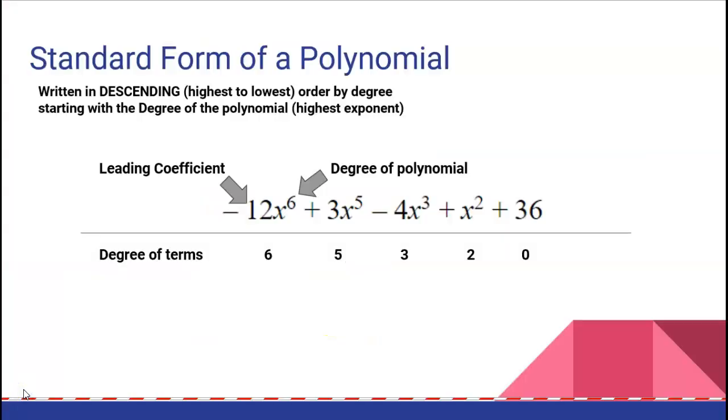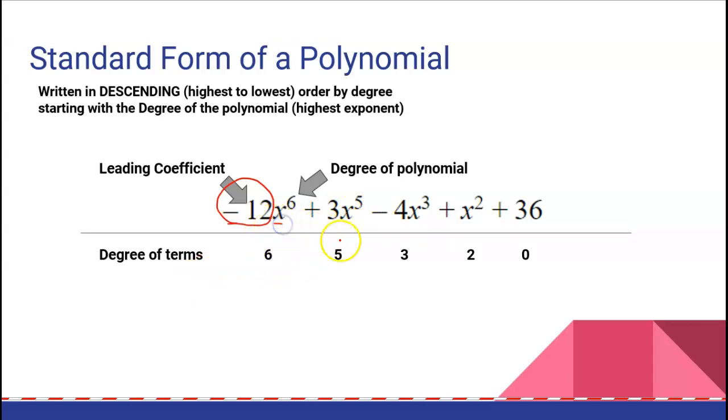Now we're going to look at the standard form of a polynomial. Standard form of a polynomial is written in descending order. That means from highest degree to lowest degree, starting with the degree of the polynomial, and that is the highest exponent in the polynomial. So here we have negative 12x to the 6th plus 3x to the 5th minus 4x to the 3rd plus x squared plus 36. We can see that our leading coefficient is negative 12, because that is what is attached to the degree of our polynomial.